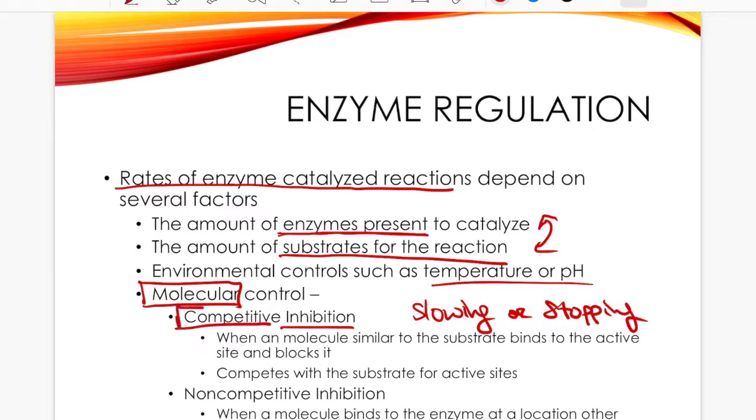Competitive inhibition is when a molecule that is similar to the substrate is competing for the active site. All right? So both the substrate and a competitive molecule are binding to that active site. If the substrate gets there first, the chemical reaction occurs. If the competitive inhibitor molecule gets there and binds to the active site, it keeps the substrate from being able to attach. And if the substrate can't attach, we can't have that reaction.